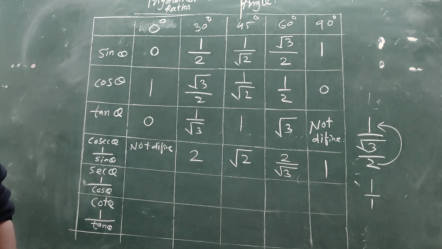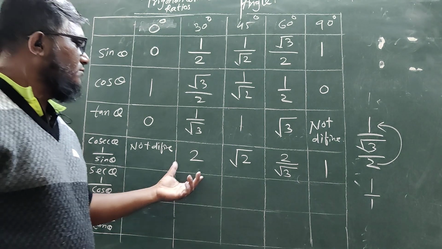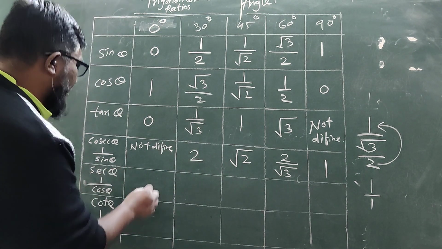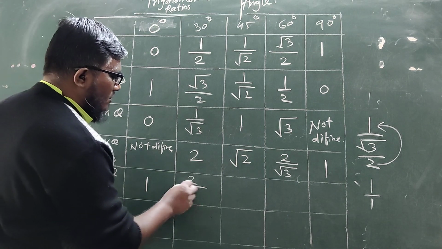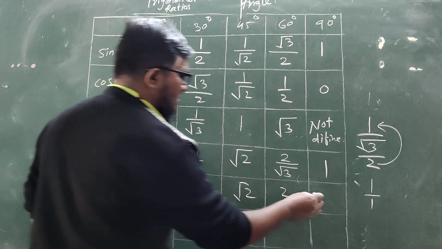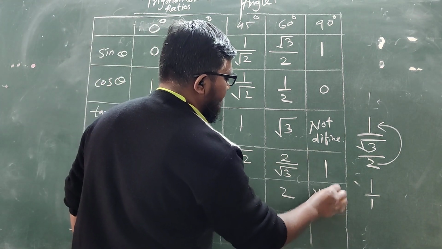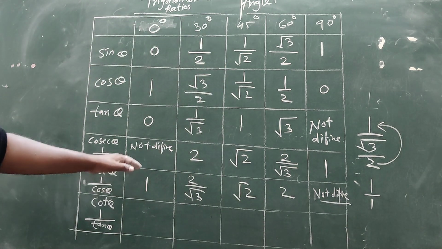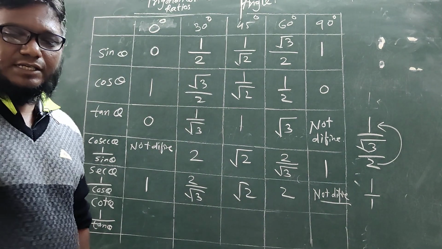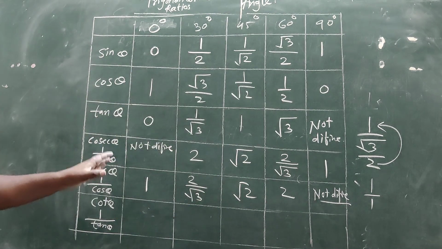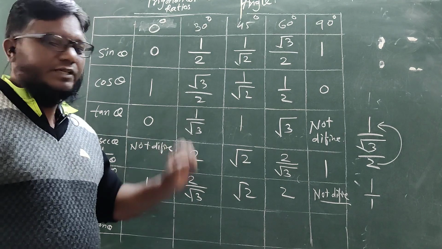Like this we have to find the values. Now for finding sec theta, we have to reverse the values. Sec theta 1, we can write here 2 upon under root 3, under root 2, and this not defined. If we understand this properly, then we can find the easiness while preparing the table. These ratios are very helpful to us while solving the examples.